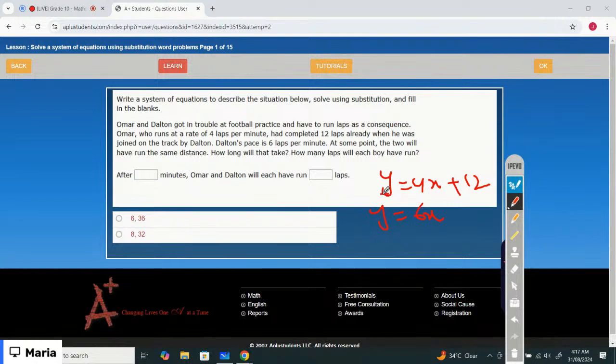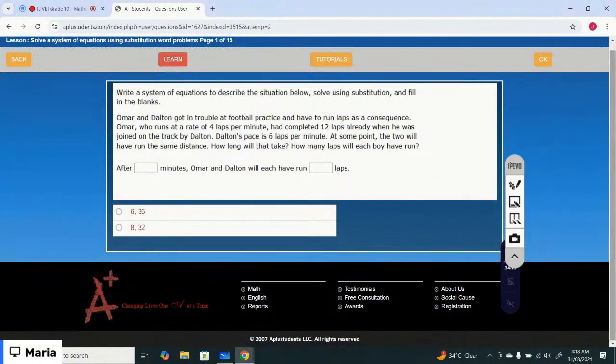So replace this y by 6x equals 4x plus 12, right? Move 4x to the other side: 6x minus 4x equals 12. That is 2x equals 12 and x equals 6, right? Now put the value of x over here. That is y equals 6 times 6, that is 36. So the correct option is option number 1. That is 6 and 36.